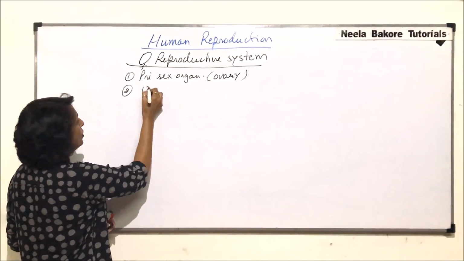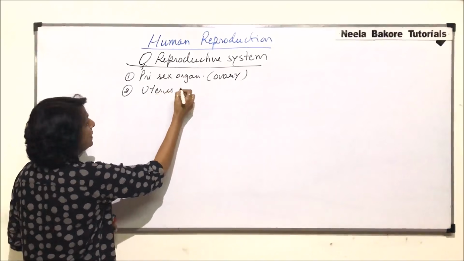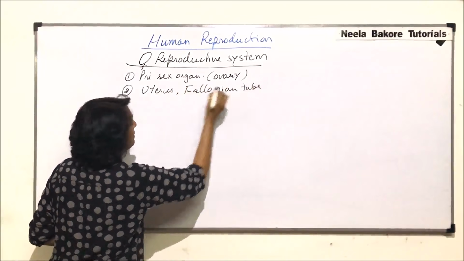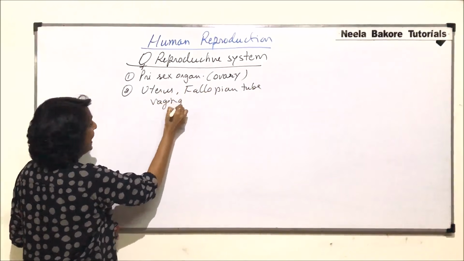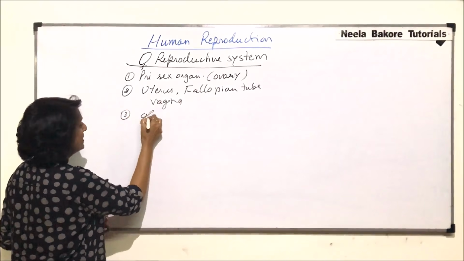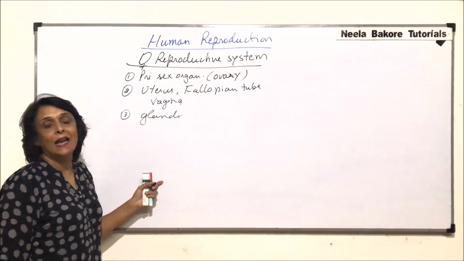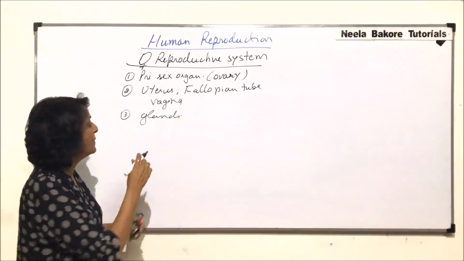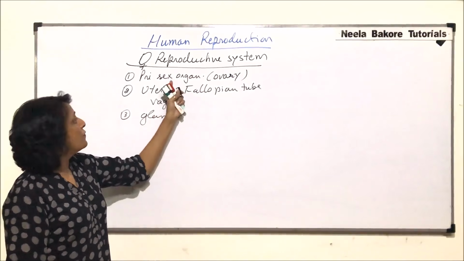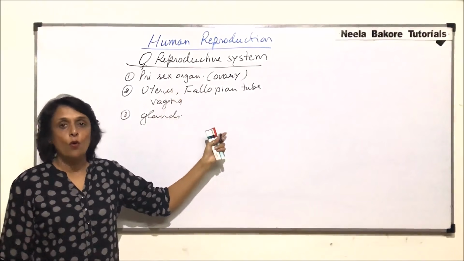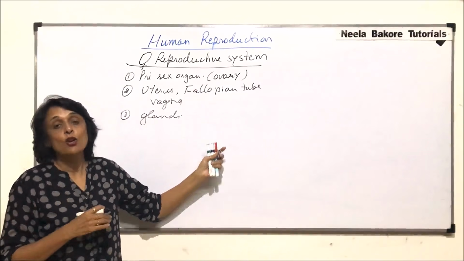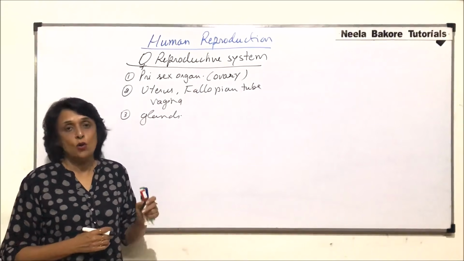So other organs include the uterus, fallopian tube, vagina, and then there are glands which are going to help. In these glands, we would add different glands like Bartholin's gland and mammary glands. So these glands and their secretions would again help in the process. So the function of the primary sex organ, that is the ovary, is to produce the female gamete, that is the egg, and to produce the female sex hormones.